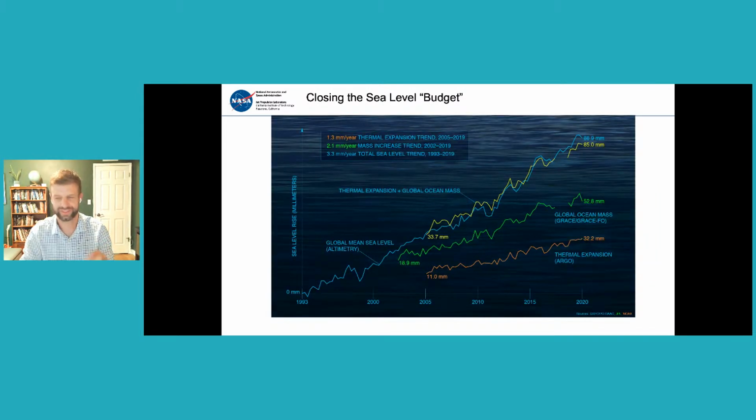Oh, actually, yeah. So this is the example. Forgot about the slide. This is the example of showing the budget closure. It does look a little busy here, but I think the key point is that the yellow line is the combination of Grace and Argo, and then the blue line is what we have from Altimetry. So this budget closes over that time period. So it's really just reflecting what I just said.